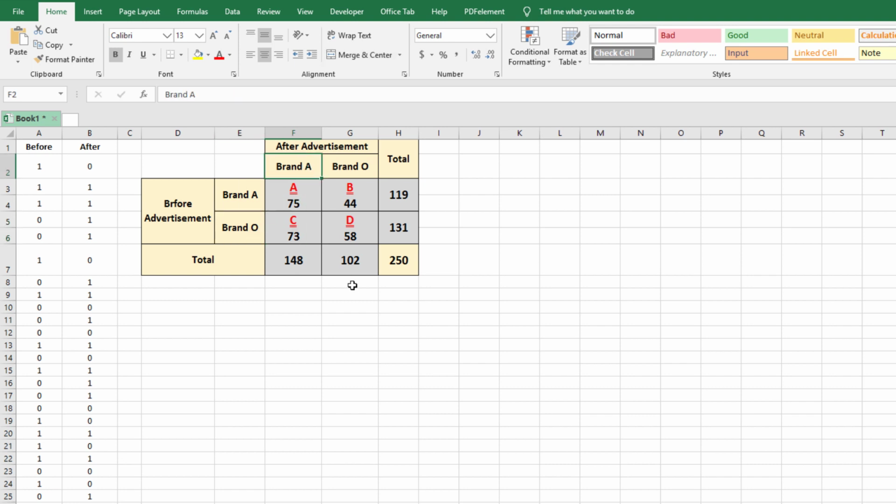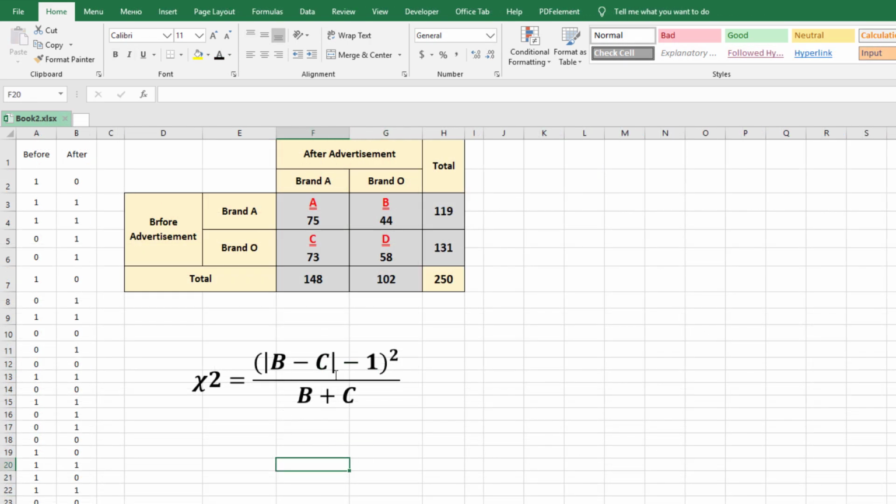So these two columns are very important: how many are left out and how many shifted to brand A. Here, no change: before and after, 58 customers stayed on other brands. Here, stayed on brand A. Total 250. Now we move to the equation of the McNemar chi-square value.